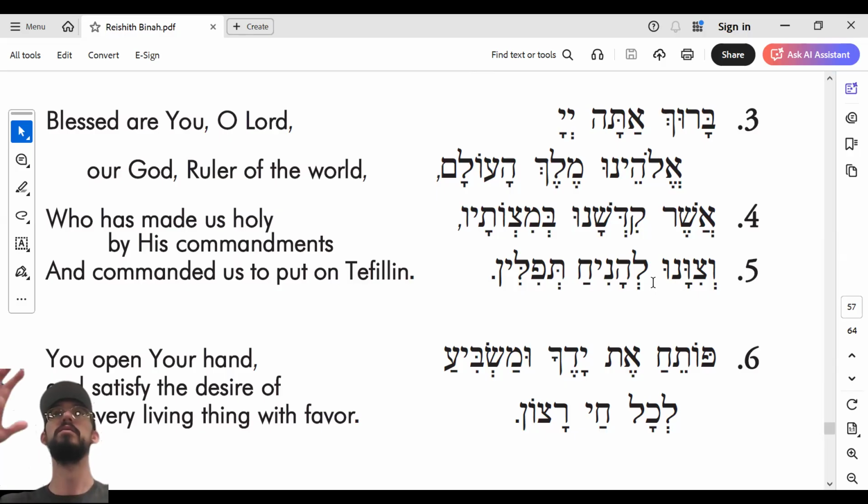So you can say the whole blessing, and up until this one, v'tzivanu lehadlik ner shel Shabbat. That commanded us to light a Sabbath candle, right? Tzivanu lehadlik ner shel Chanukah, tzivanu lehitatef b'tzitzit, commanded us to wrap with the tzitzit, and so on and so forth. So this is the formula. And in this case, with tzivanu, He commanded us to do what? Lehaniach tefillin, to put on tefillin.